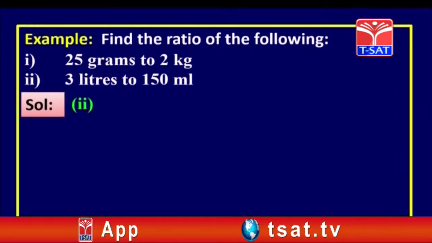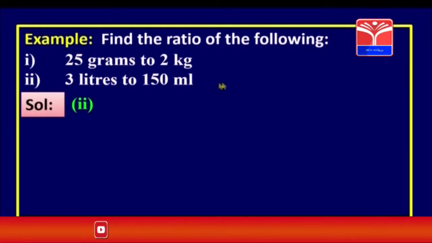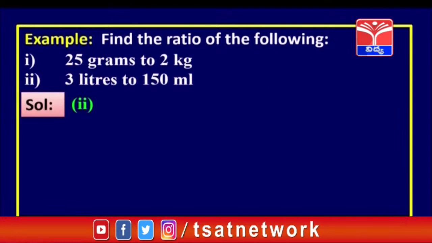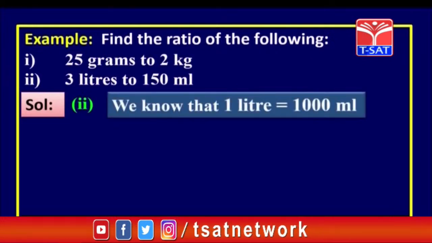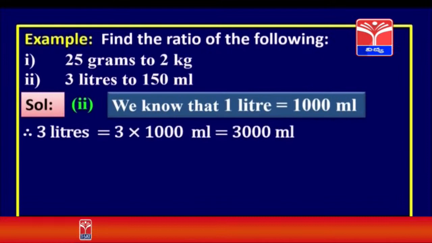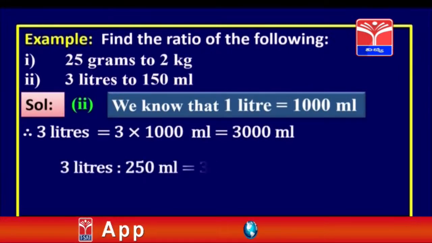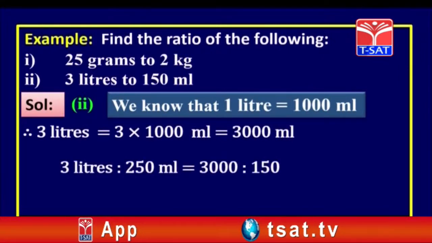Here also, if you notice, children, this part is in liters whereas this is in milliliters. Again both are in different units. So first we need to convert them into the same units. And we know that 1 liter is 1000 ml. So 3 liters becomes 3000 milliliters. Now let us find out the ratio of 3 liters to 150 ml, that is 3000 is to 150.